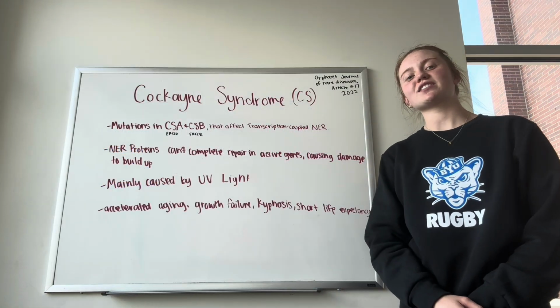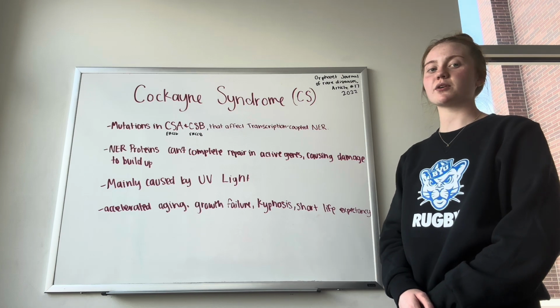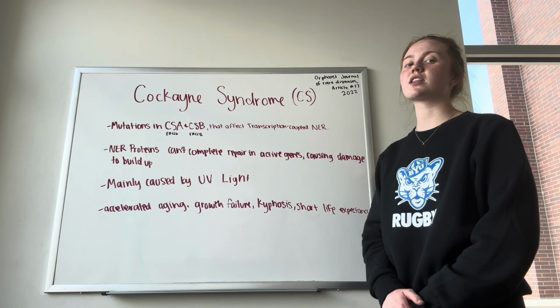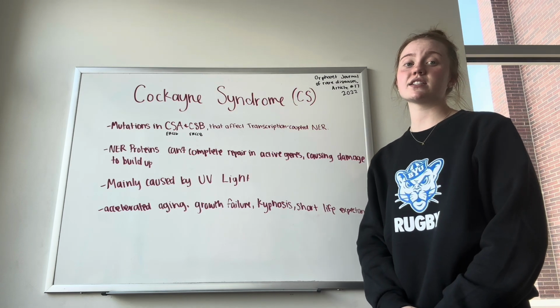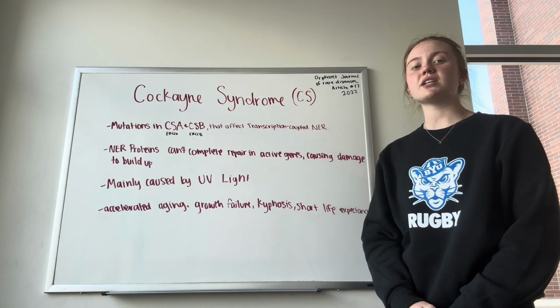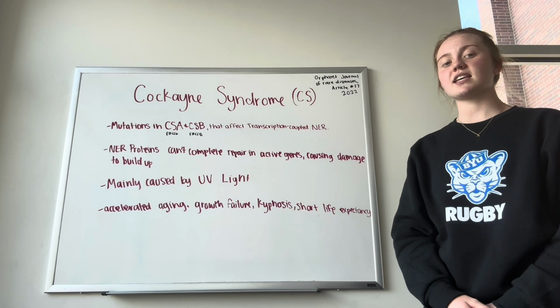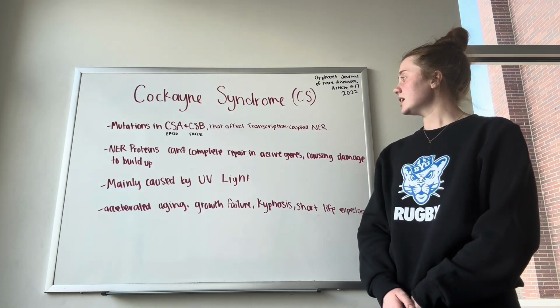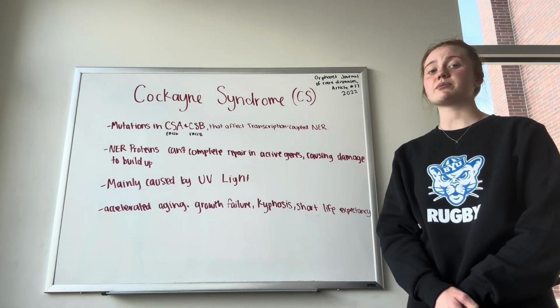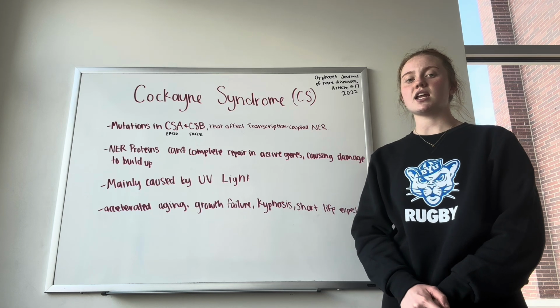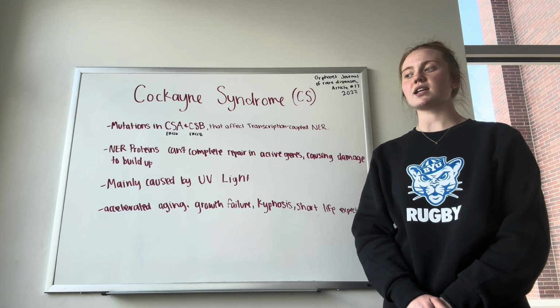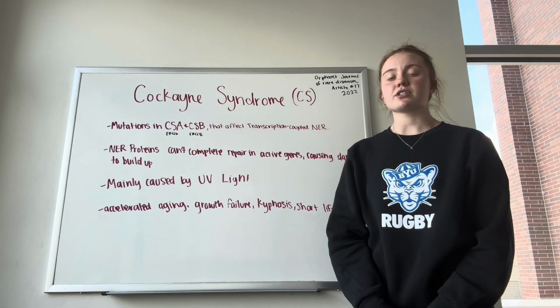For nucleotide excision repair, there are a few diseases that come along with it if it's not working correctly, and one of them that we have is an autosomal recessive disease called Cockayne syndrome. Cockayne syndrome is a mutation in the CSA and CSB that affect the transcription coupled NER. And what that does is it makes the proteins in NER unable to go in and repair the DNA damage on an active gene.